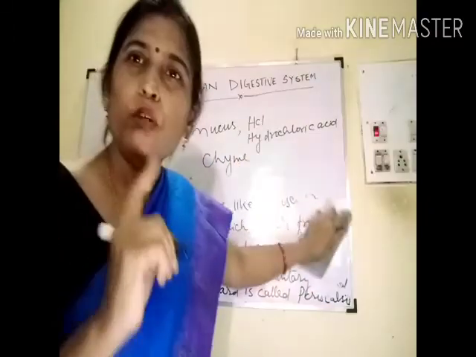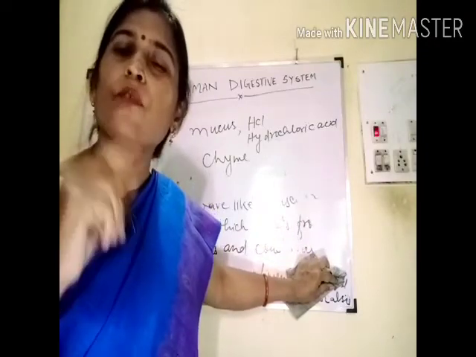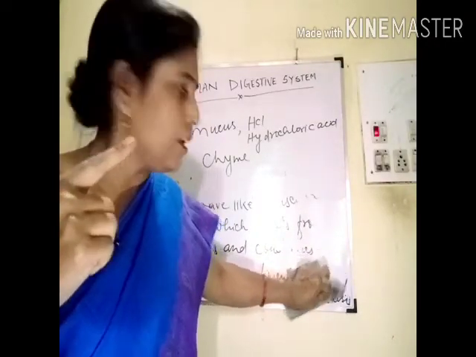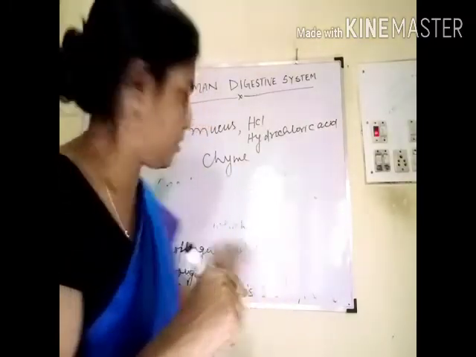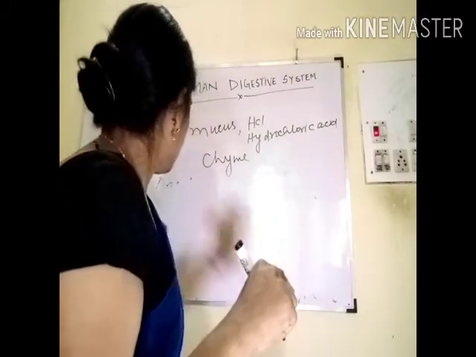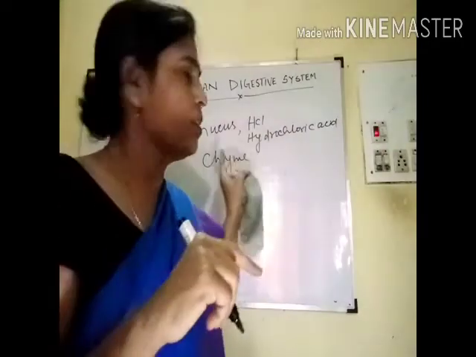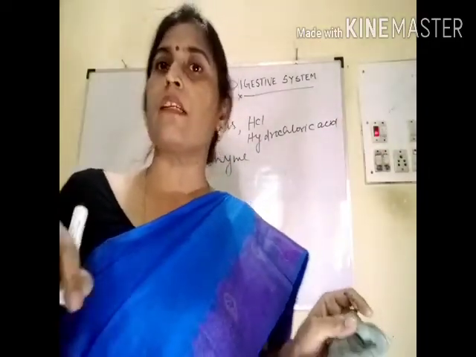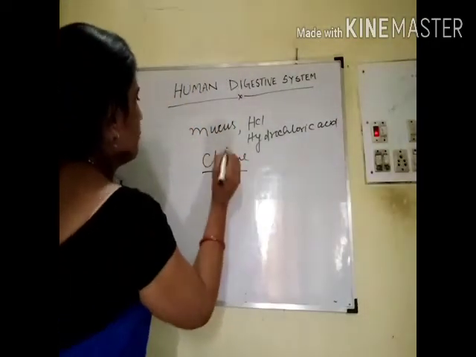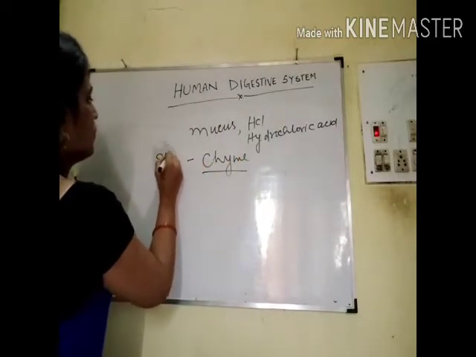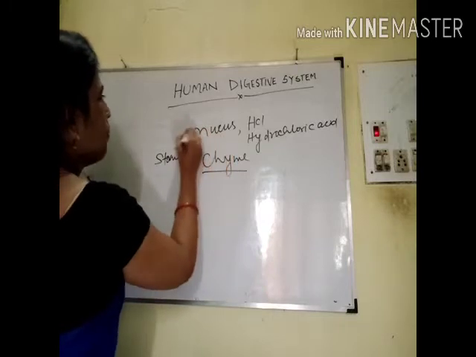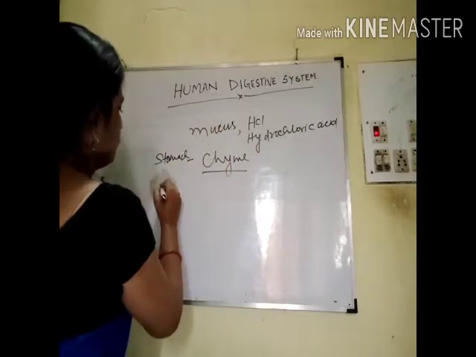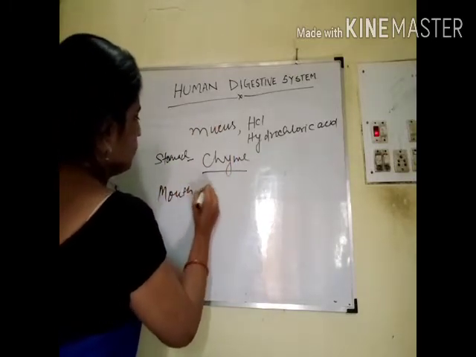When the food is in the mouth and is mixed with the saliva, at that time it is called bolus. And when food is mixed with the digestive juices in the stomach, that is called chyme. Stomach and mouth, bolus.